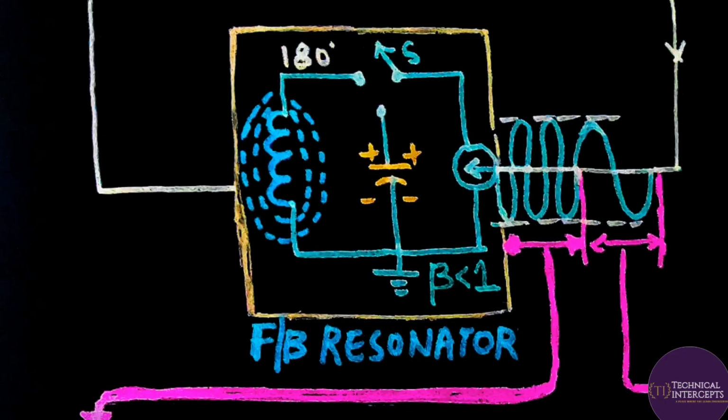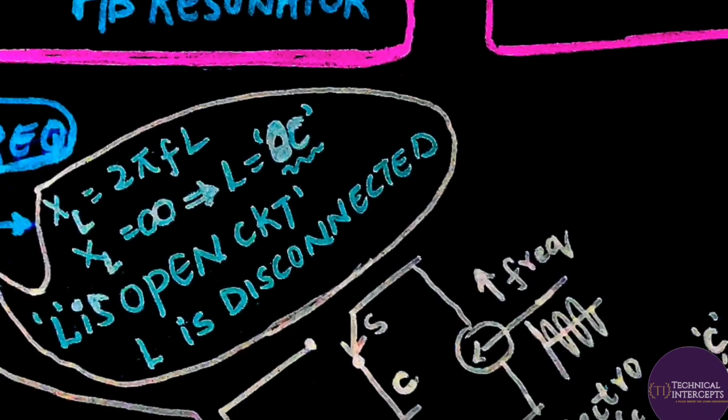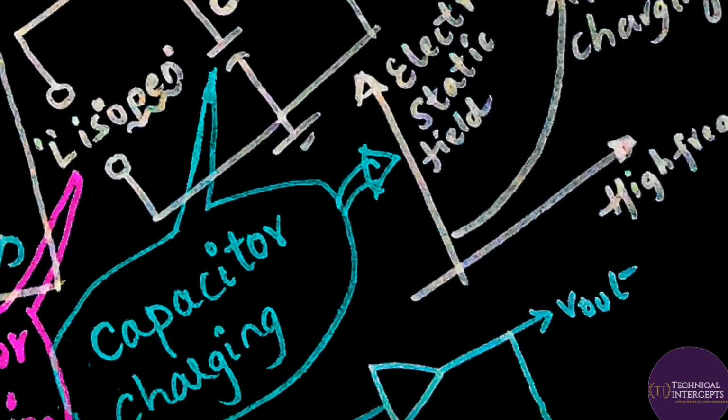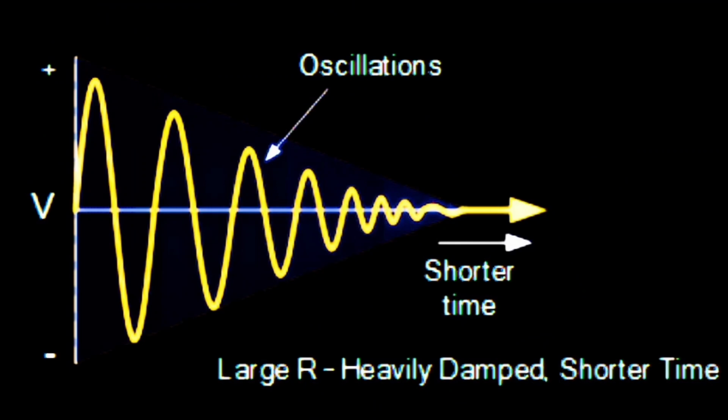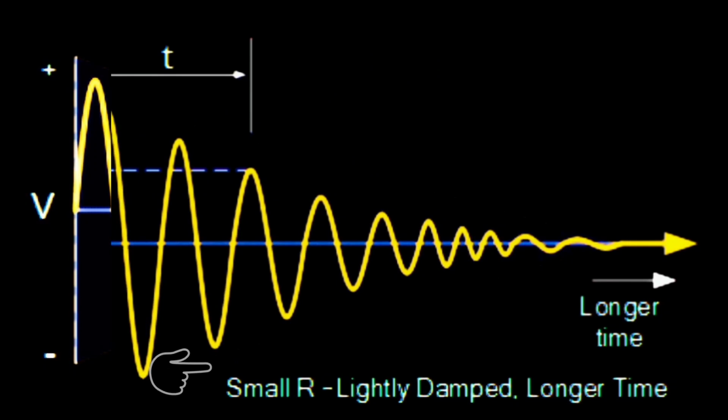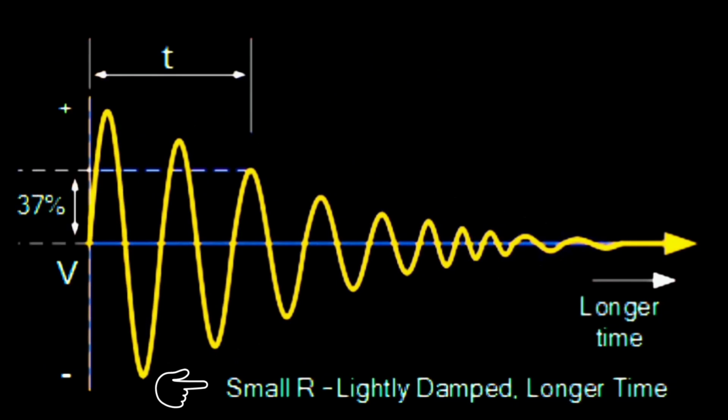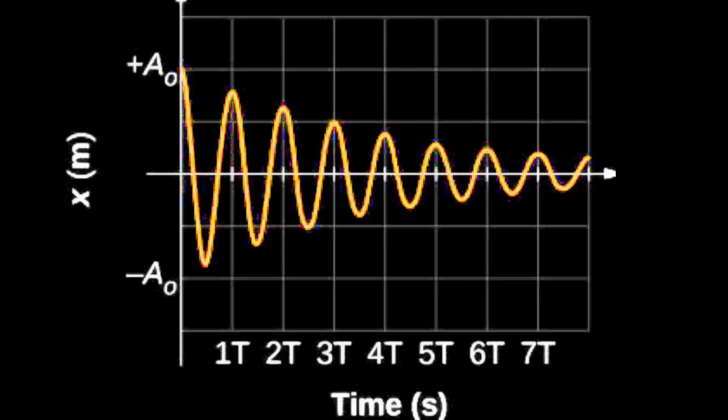So to compensate for this energy loss, usually the energy which is lost from the feedback resonator is collected, amplified, and again fed back to the feedback resonator. At the resonant frequency point where DC resistance is left behind, if the resistance is very high, then the oscillations are heavily damped in a shorter time, or if the resistance is low, then the oscillations are lightly damped over a longer time.